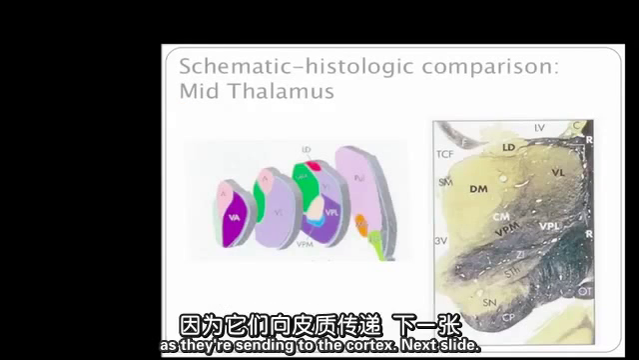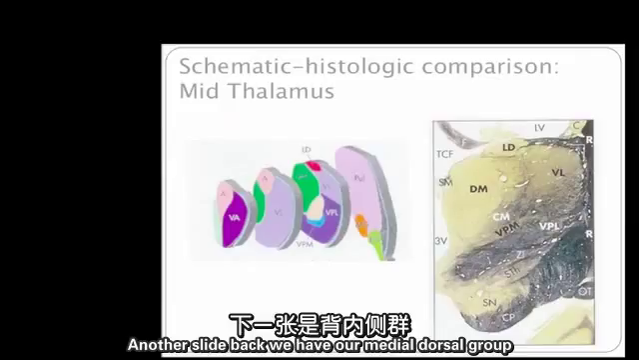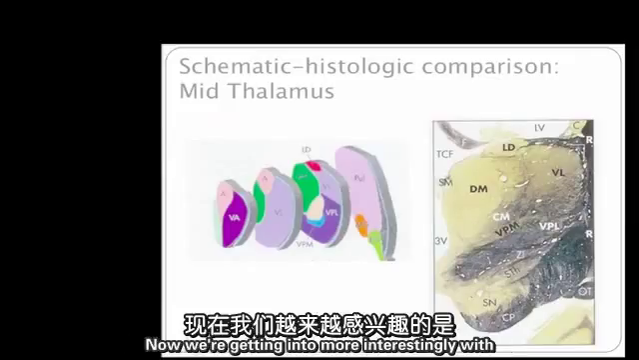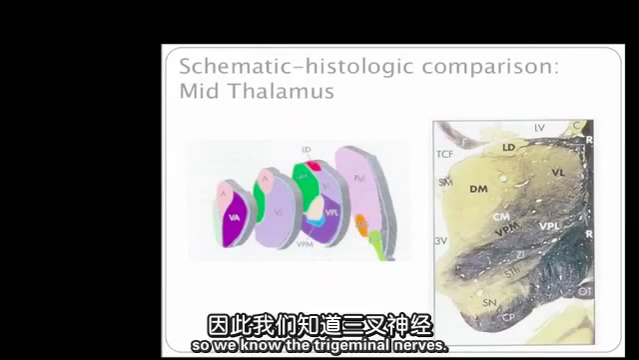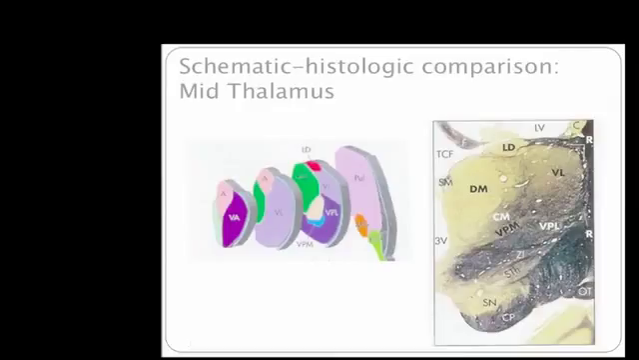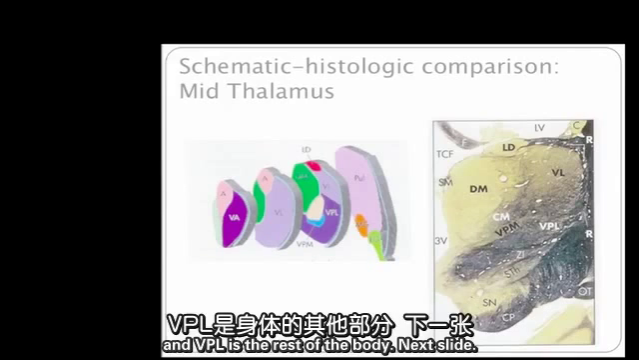Next slide. Another slide back, we have our medial dorsal group and the lateral dorsal group. Now we're getting into, more interestingly, the VPL and VPM. And those are our primary sensory. So we know the trigeminal nucleus will project to the VPM, which is our facial representation, and VPL is the rest of the body.